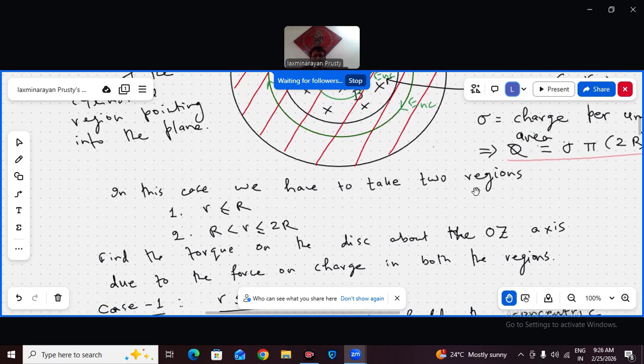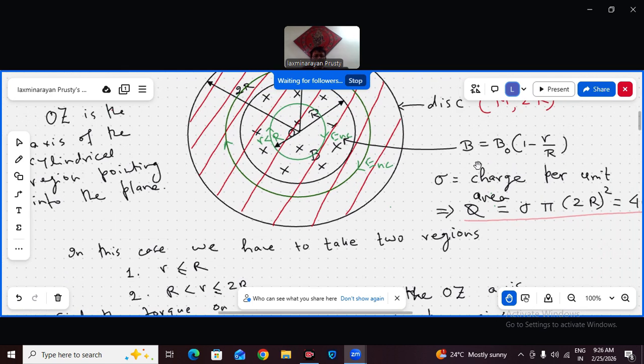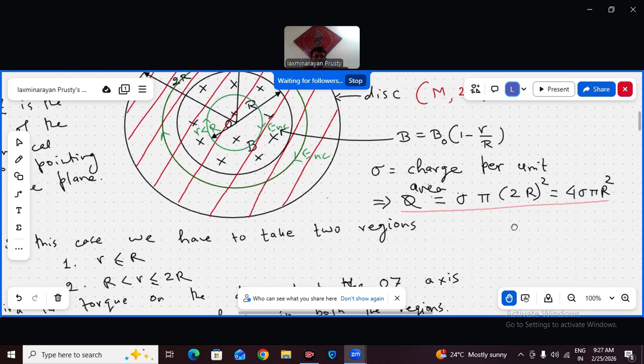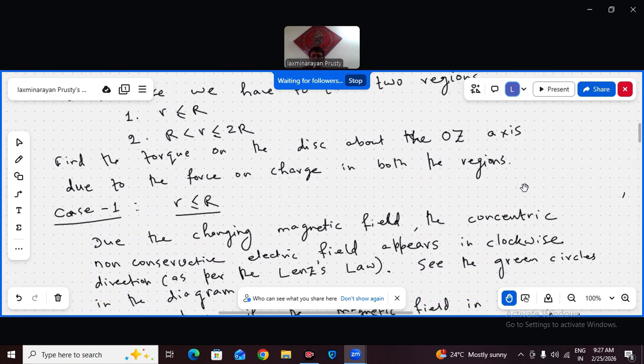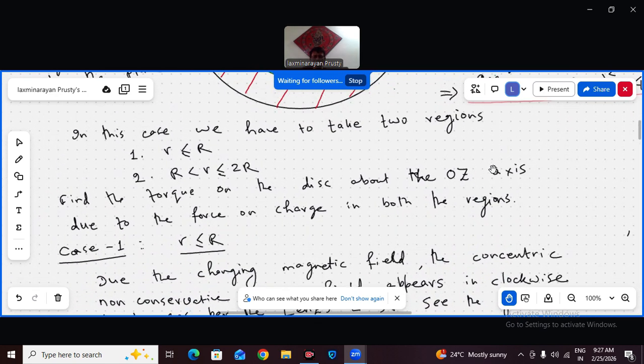In this case we have to take two regions. One is r less than capital R, and the second is r greater than capital R, that is, the region beyond R to 2R. Here sigma is the charge per unit area of the uniformly charged disk, so the total charge Q will be sigma into pi into (2R) squared, so 4 sigma pi R squared is the charge. Yes or no? Then first find the torque on the disk about the OZ axis due to the force on the charge in both the regions.